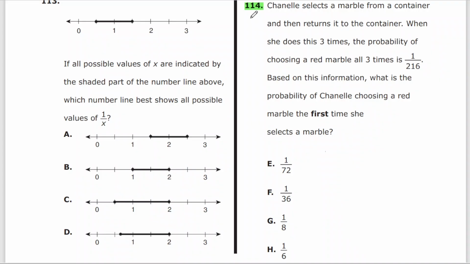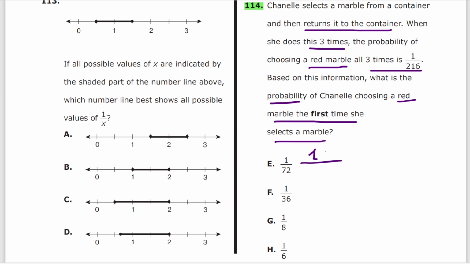The next problem is problem 114, test A, SHSAT 2024. Chanel selects a marble from a container and then returns it back to the container. When she does it 3 times, the probability of choosing a red marble all 3 times is 1 out of 216. Based on this information, what is the probability of Chanel choosing a red marble the first time she selects a marble? So let's assume there's only 1 red marble.